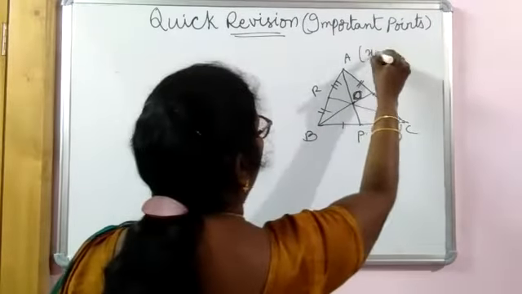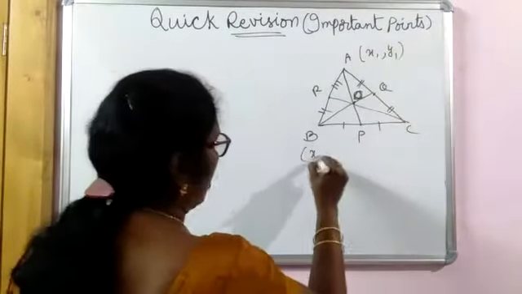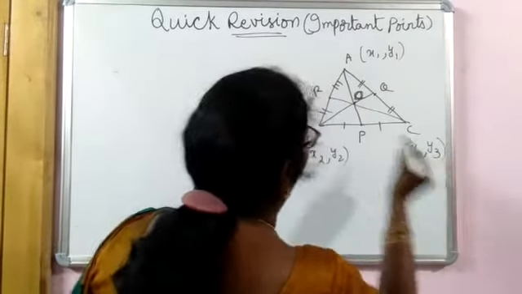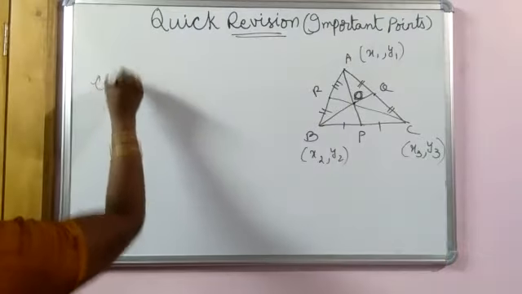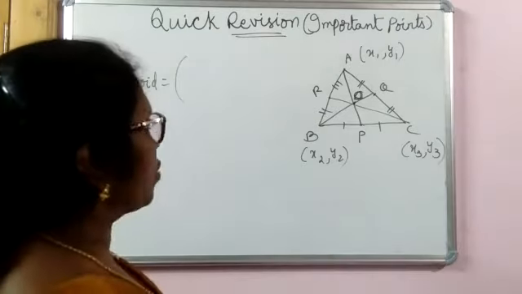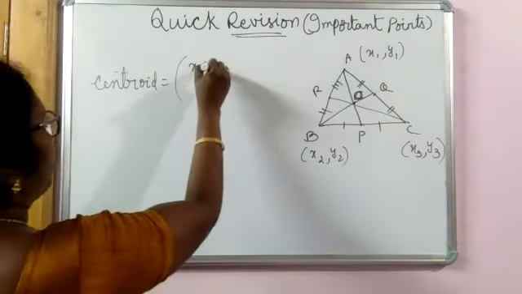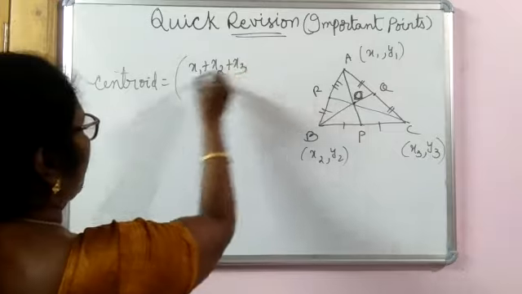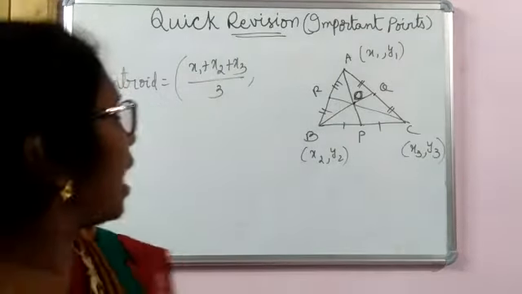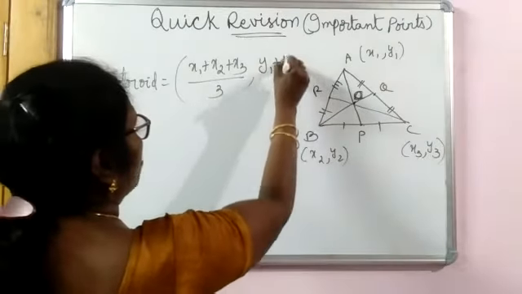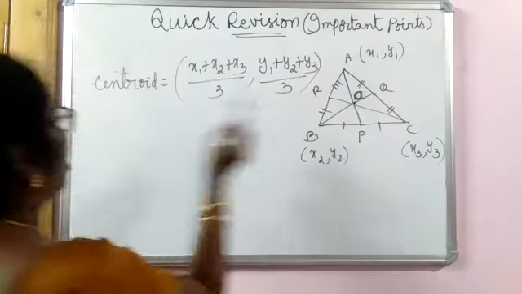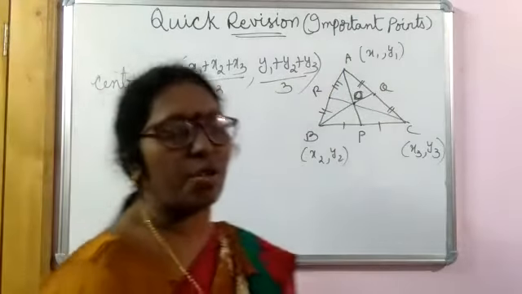If you know the coordinates of A, B and C, and you have to find the coordinates of the centroid, there is a formula: x1 plus x2 plus x3 by 3 gives you the x coordinate, and y1 plus y2 plus y3 by 3 gives you the y coordinate of the centroid.